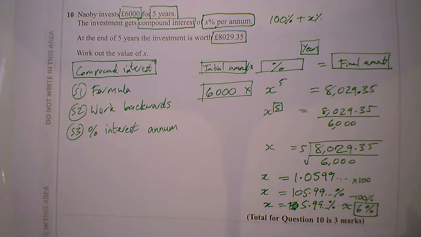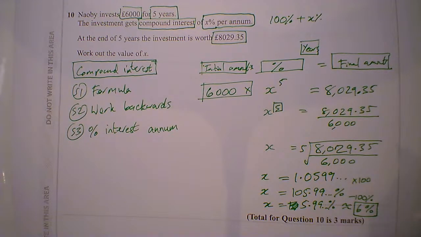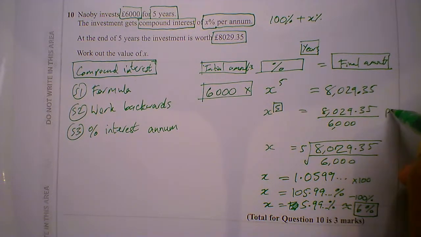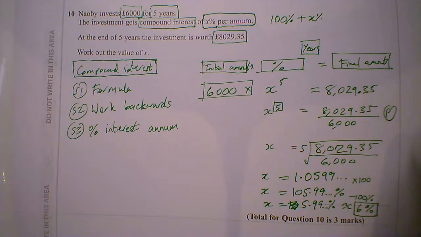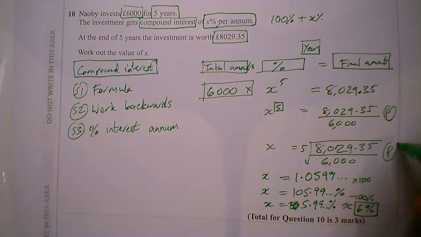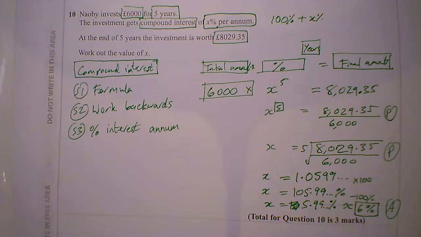So where are the mark schemes? So you have process marks. So this process mark here, and this process mark here, and then your final accuracy mark here. So those are the marks that you are going to be getting.